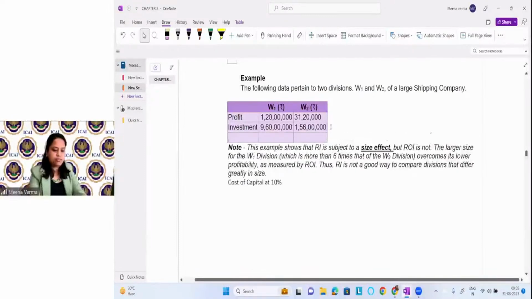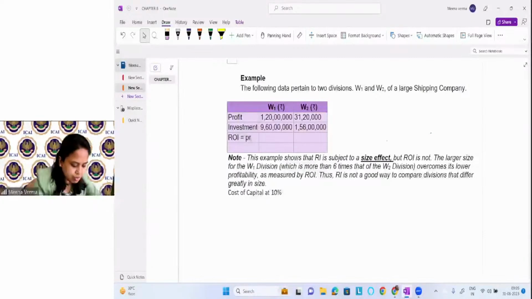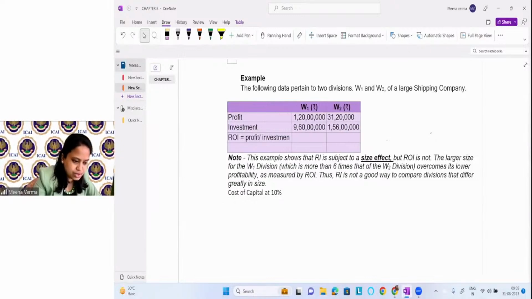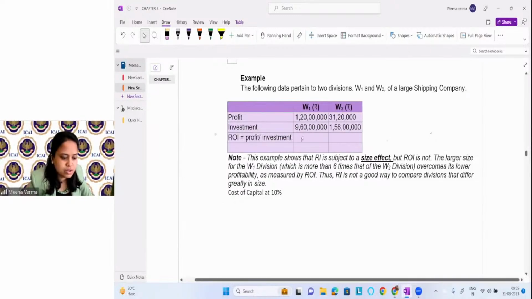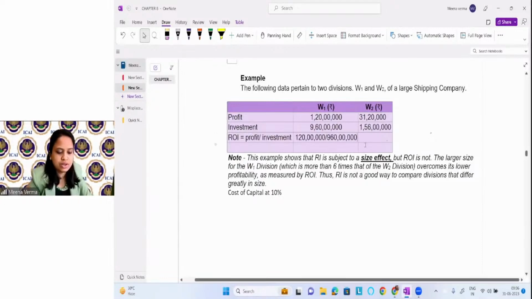Okay, so if I make the comparison between these two, I want to calculate both. First, I want to calculate the return on investment. The profit here will be your return, and the investment, this will give you the return on investment. So what is the profit here? I can see 120 is the profit, divided by the investment, which is 160.